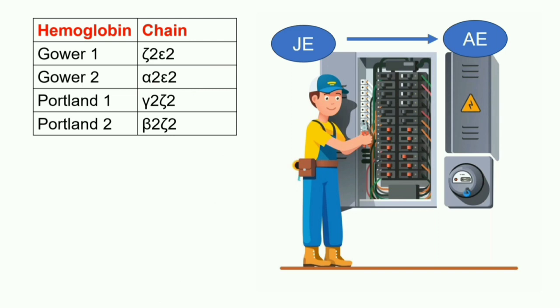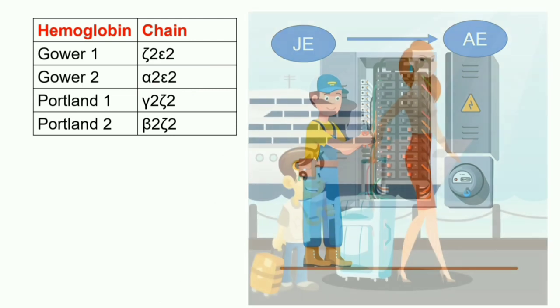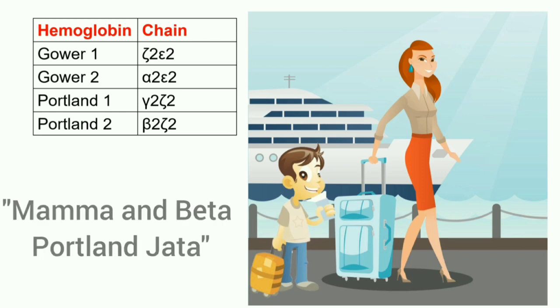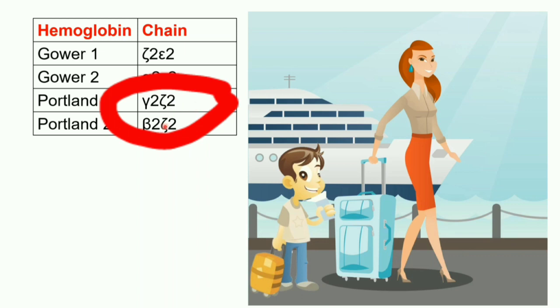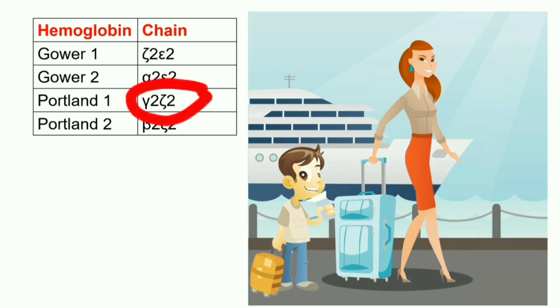Next, Portland 1 and 2 hemoglobins can be remembered by this picture and by remembering the phrase "Mamma and beta Portland jata", which is a mix of Hindi and English meaning mother and her son both are going to port. Because Portland 1 has a pair of gamma chains and Portland 2 has beta chains. And both, or dono in Hindi, have zeta chains. Since mother is in front, you can remember gamma for mamma as in Portland 1.